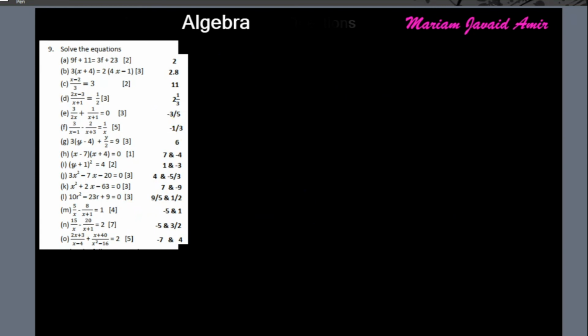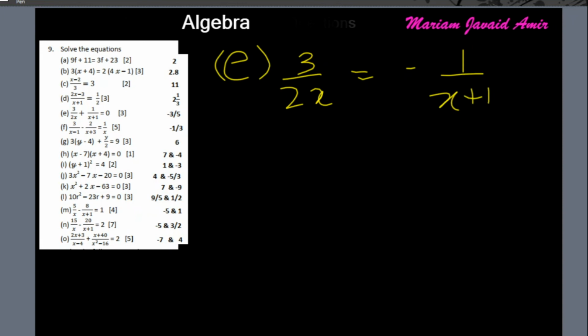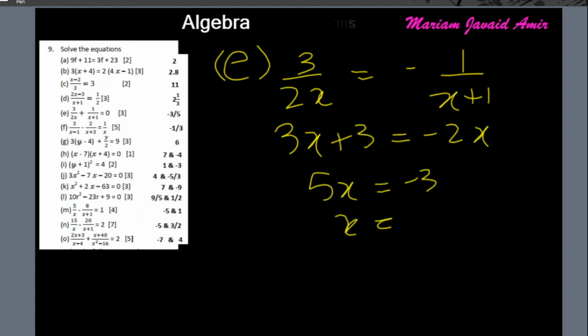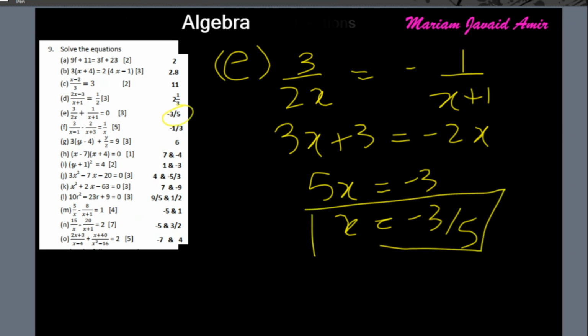Okay, I'm going to redo part E because I copied the question wrong earlier. So 3 over 2x equals minus 1 over x plus 1. Now cross multiply, we get 3x plus 3 equals minus 2x. So this becomes 5x equals minus 3. So x equals minus 3 over 5. So the answer here is correct.